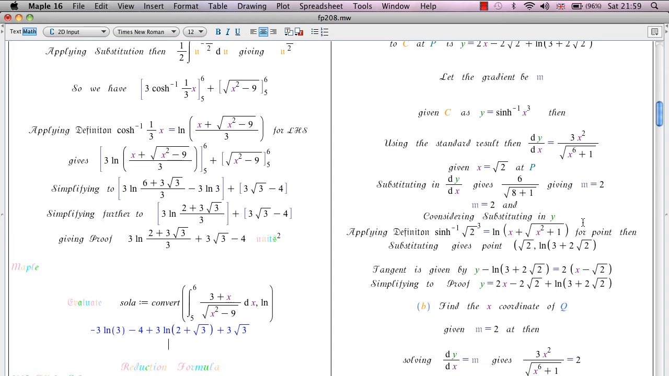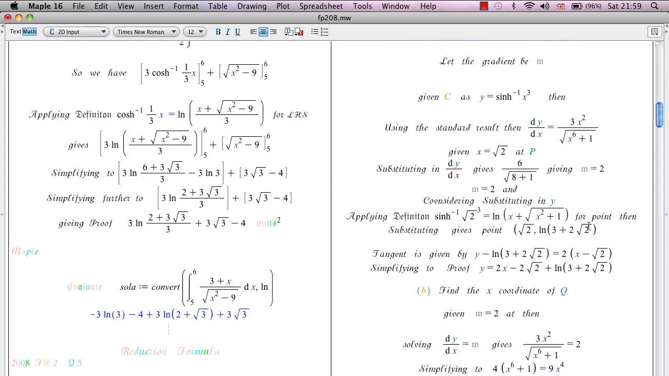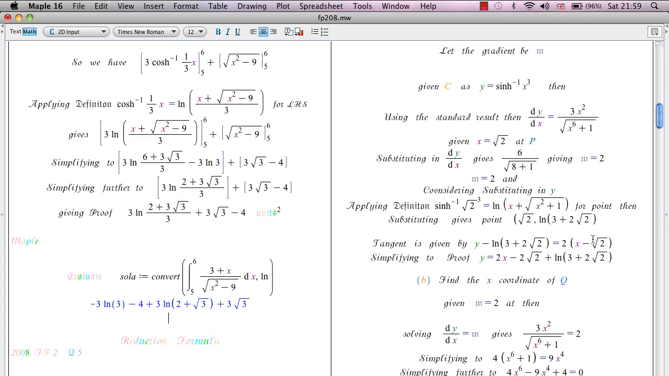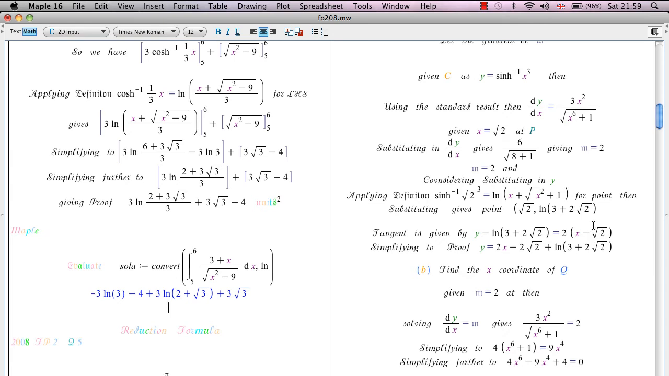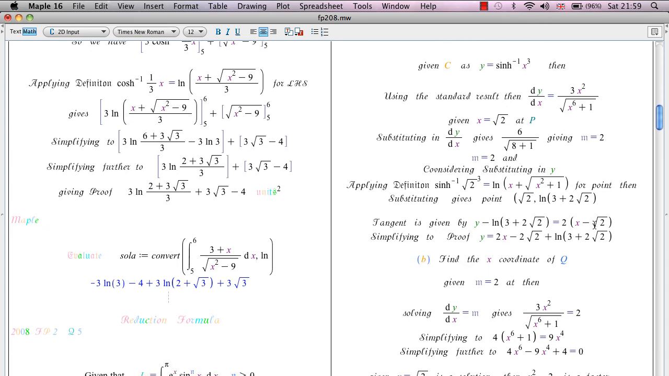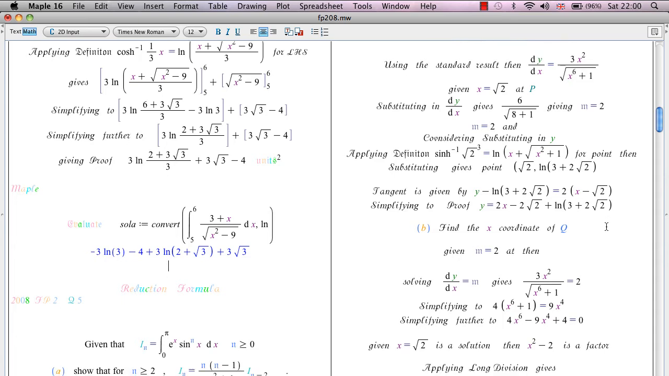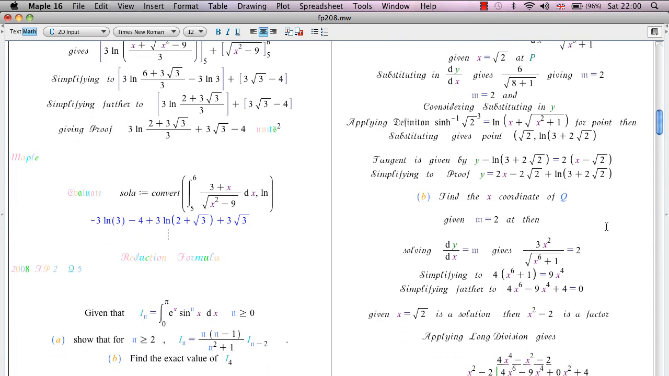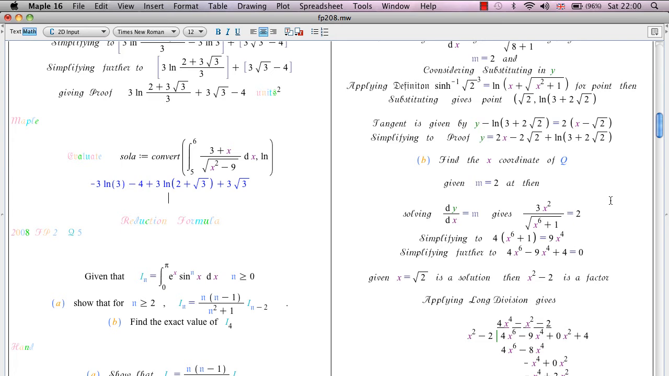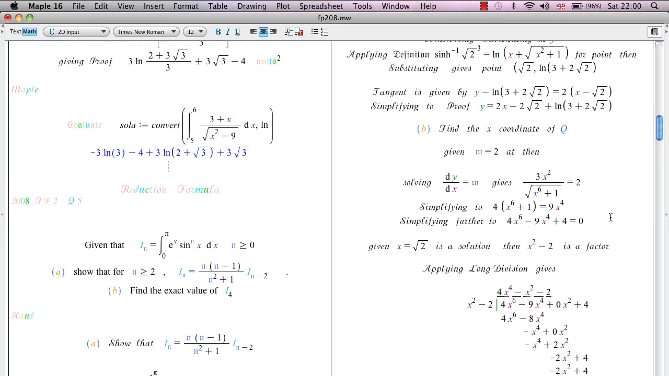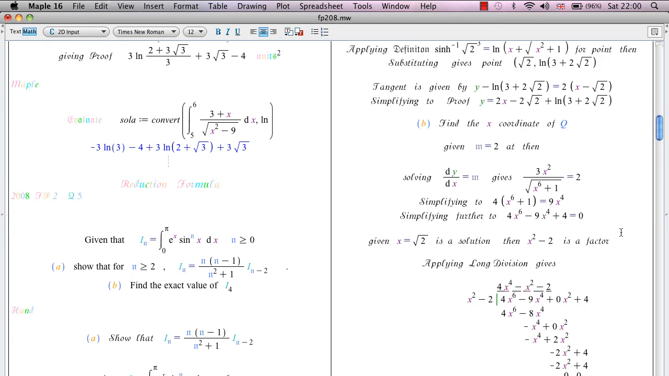Considering the y coordinate, applying the ln definition for inverse sinh functions, and substituting gives our y coordinate. So applying the straight line formula simplifies to the proof required. So for the parallel tangent at Q, the gradient will be 2. So using our expression for dy/dx and solving for 2 gives this expression.